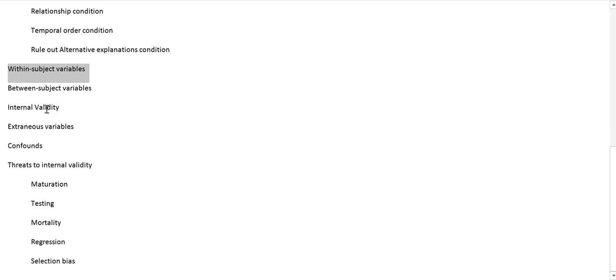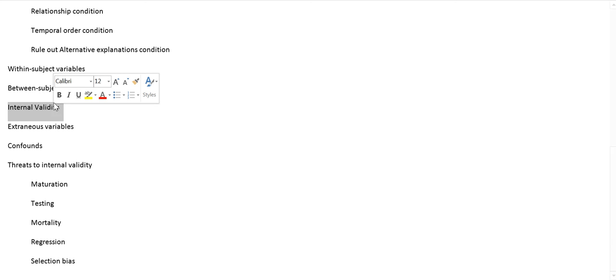Alright, internal validity is kind of what this experimentation is all about, and that's really the strength with which you can make causal inferences as the result of your experiment. So if you're able to rule out extraneous variables, if you're able to rule out confounds, if you're able to say that it likely was your independent variable or the manipulation of your independent variable that caused a difference in your dependent variable, then you have a study with strong internal validity.